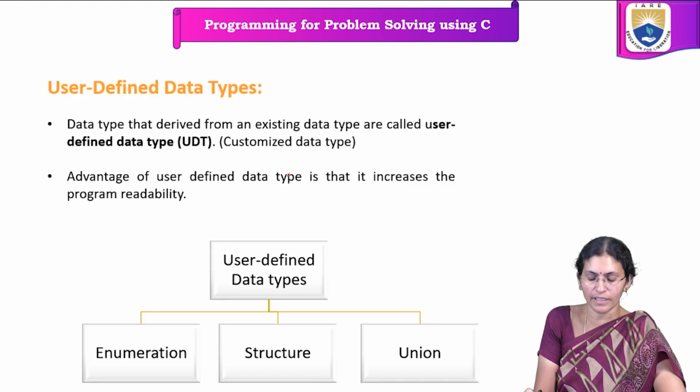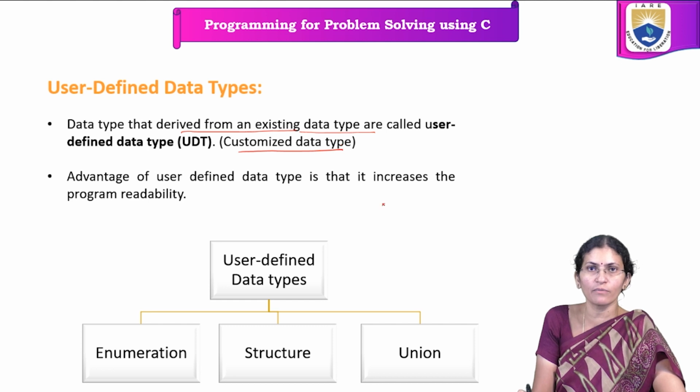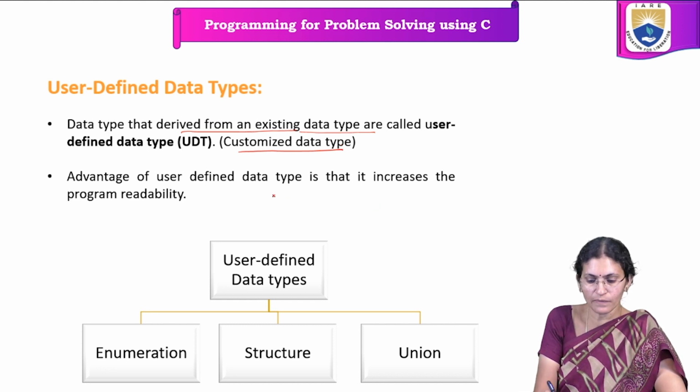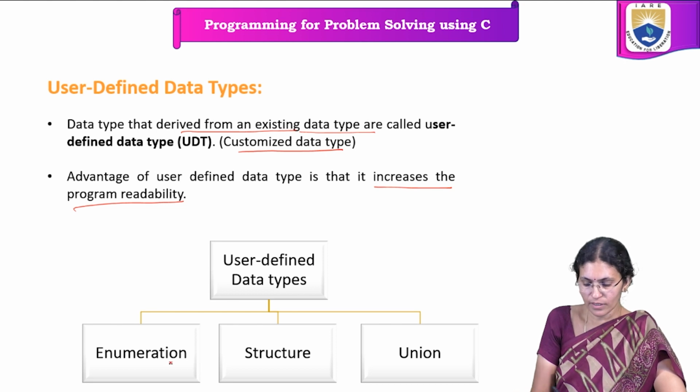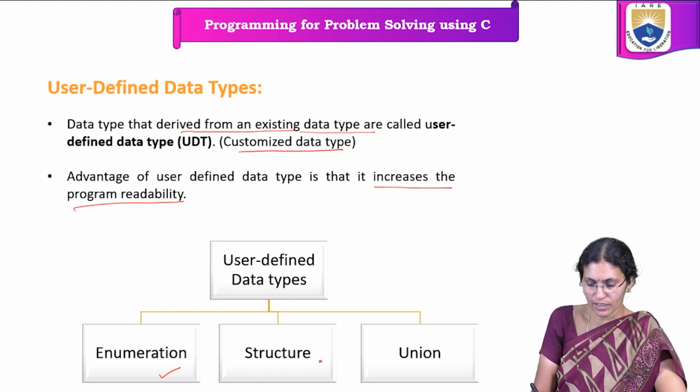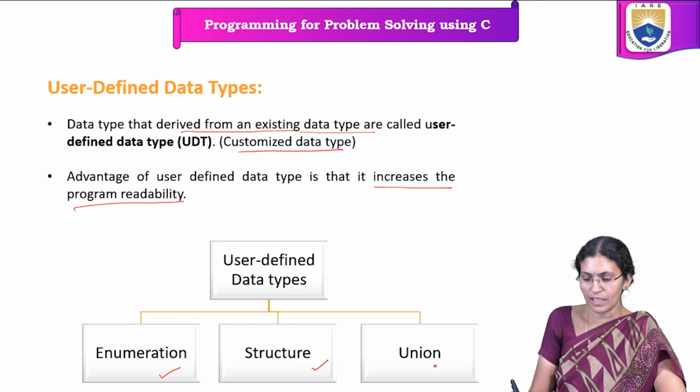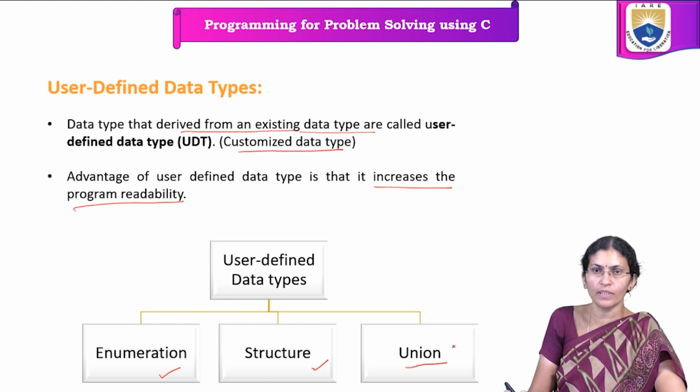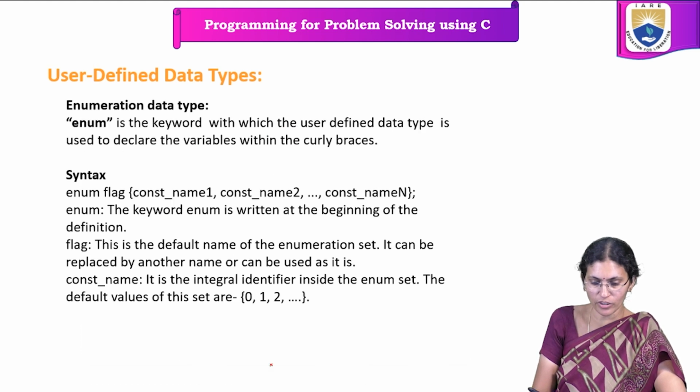Next is user defined data types. These are derived from the existing data types, or in other words, these are customized data types. The advantage of using user defined data types is that it increases the program readability. The three main types of user defined data types are enumeration type, structure type, and the last one is union. Let us see the first one, enumeration type.